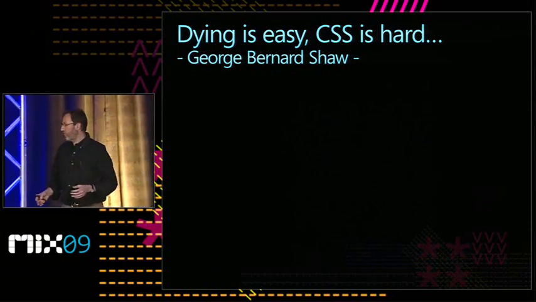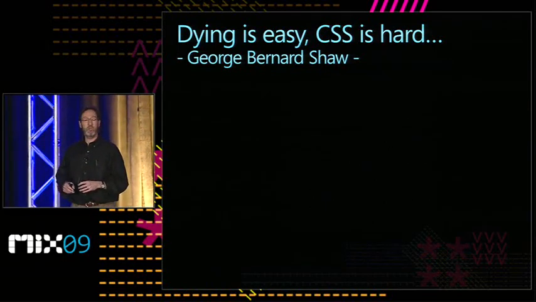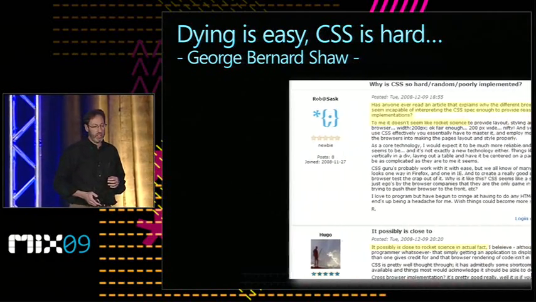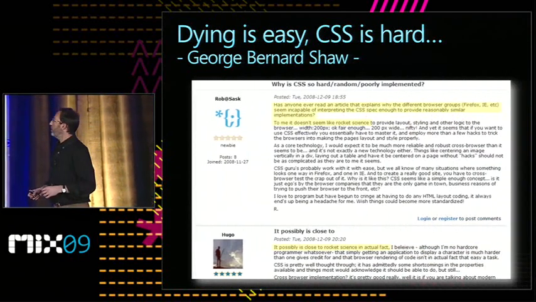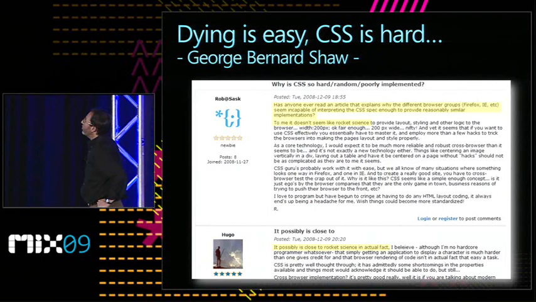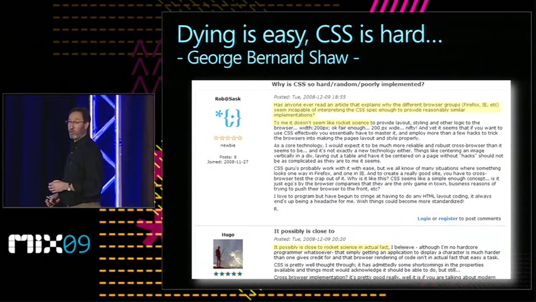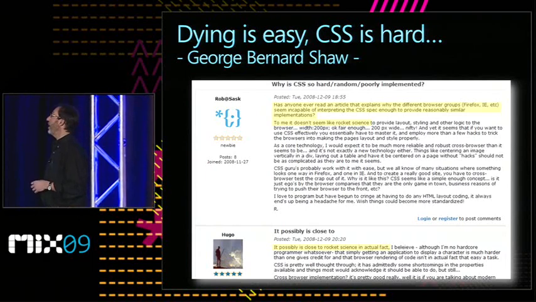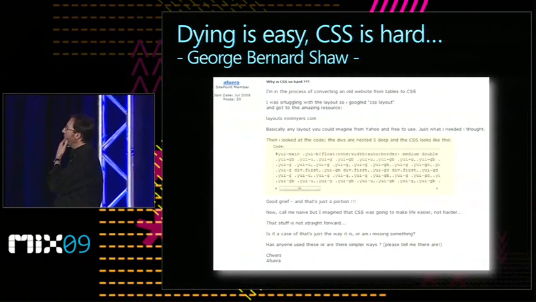So, just for fun, I typed "why is CSS hard" into Live Search. And I got some interesting results. See if I can actually read them from here. Here's one: has anyone ever read an article that explains why the different browser groups seem incapable of interpreting the CSS spec enough to provide reasonably similar implementations? To me, it doesn't seem like rocket science. And the response, of course, was, it possibly is close to rocket science in actual fact. And I think the IE and Firefox teams would probably agree.